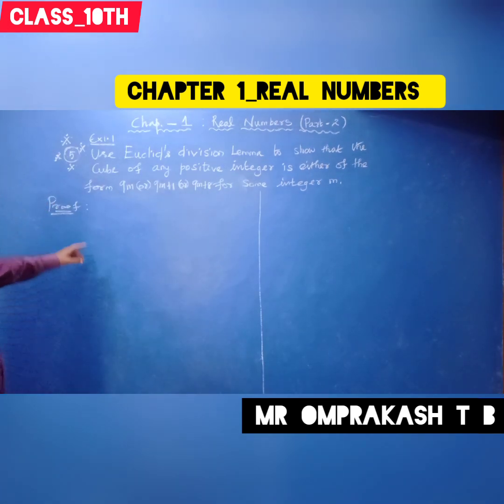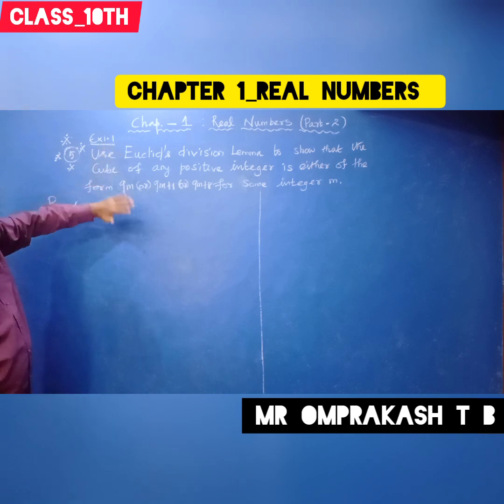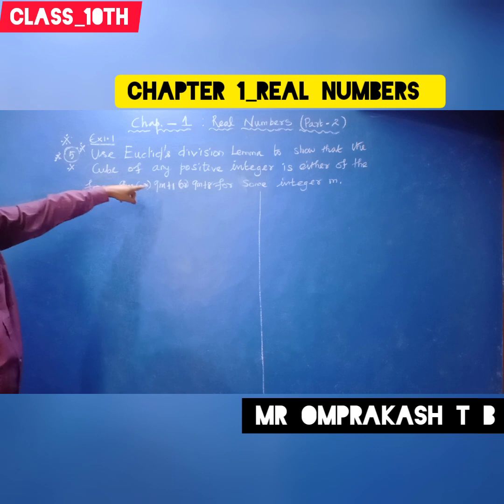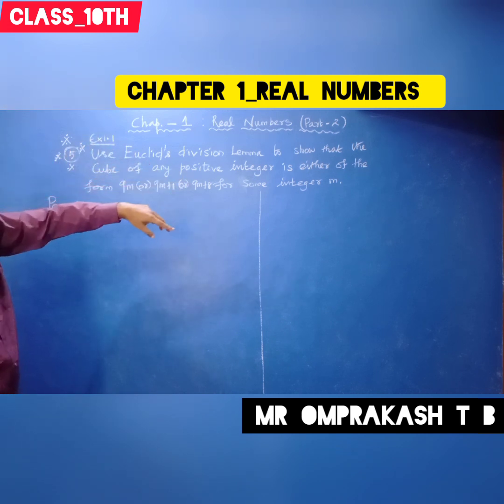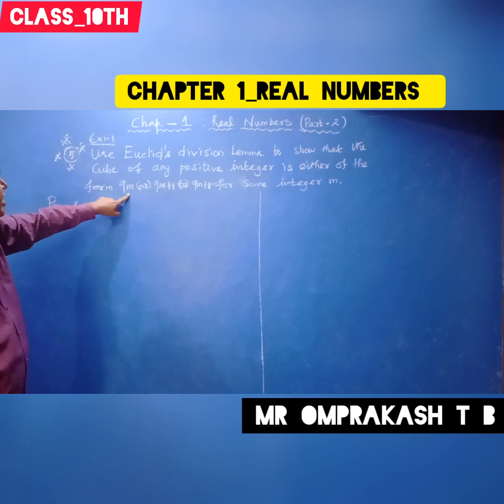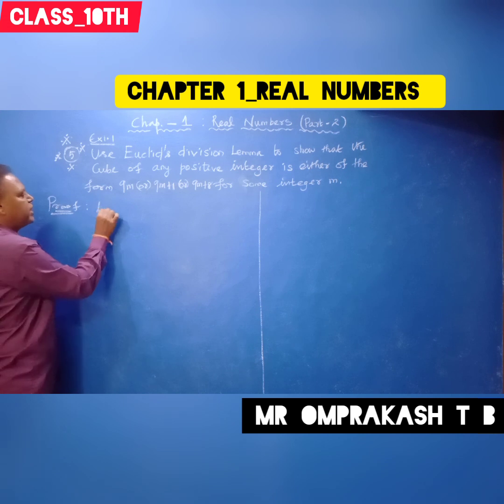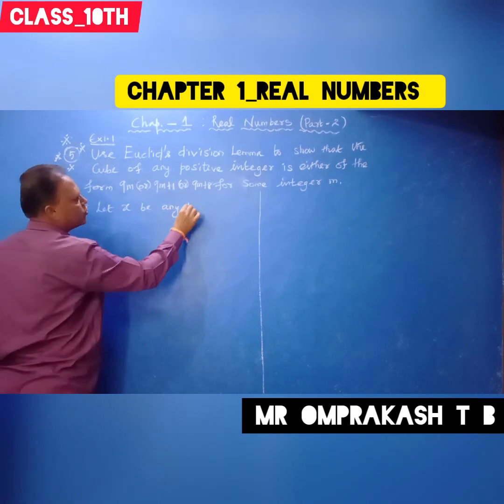You see the next problem, 5th problem, exercise 1.1, 5th problem. Do it the same way as the 4th problem. Use Euclid's Division Lemma to show that the cube of any positive integer is either of the form 9m or 9m plus 1 or 9m plus 8. Clear? Now let x be, same way you take, let x be any positive integer.